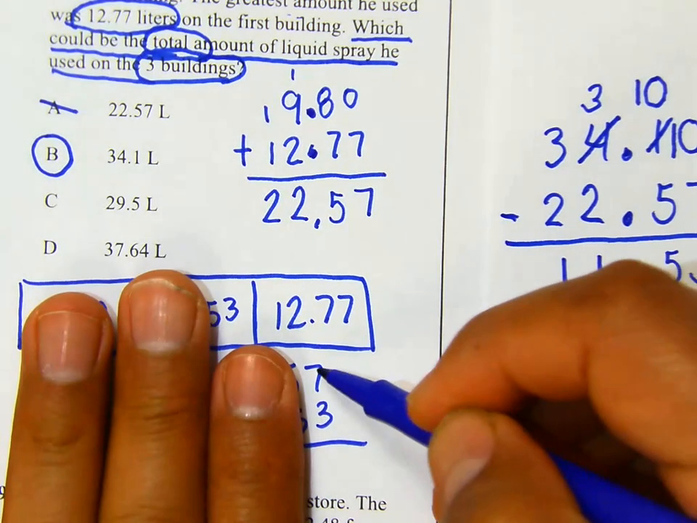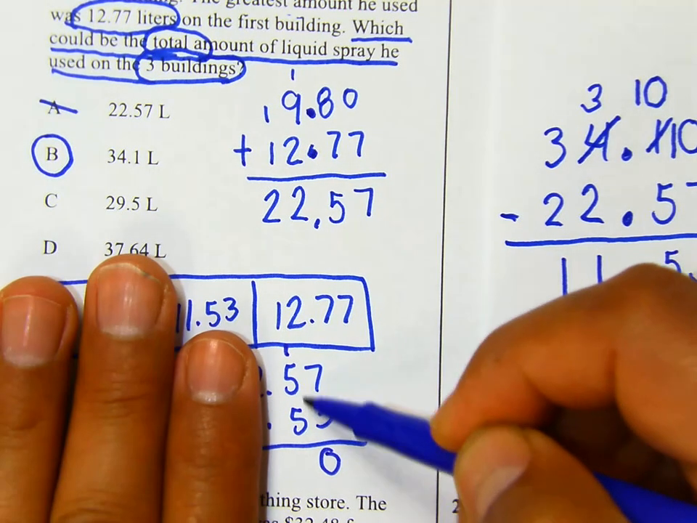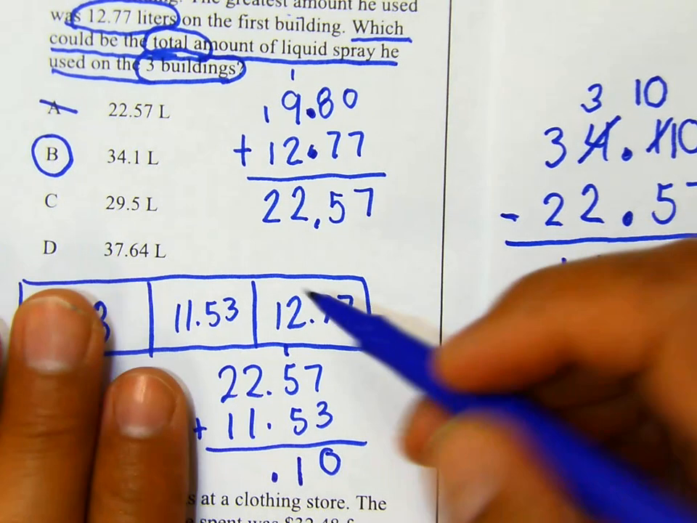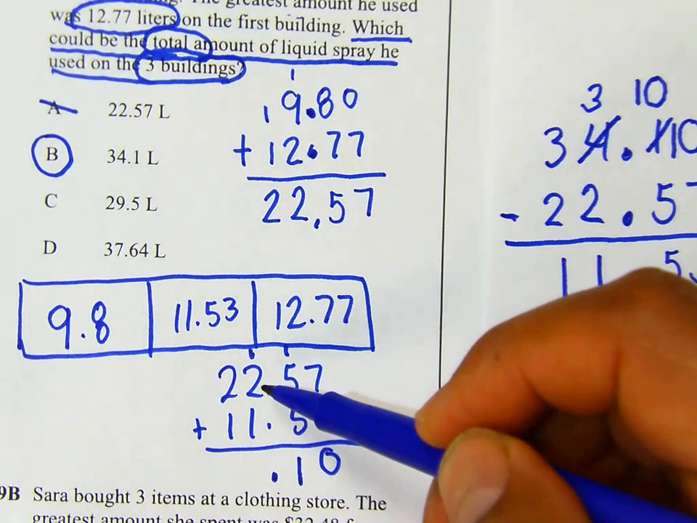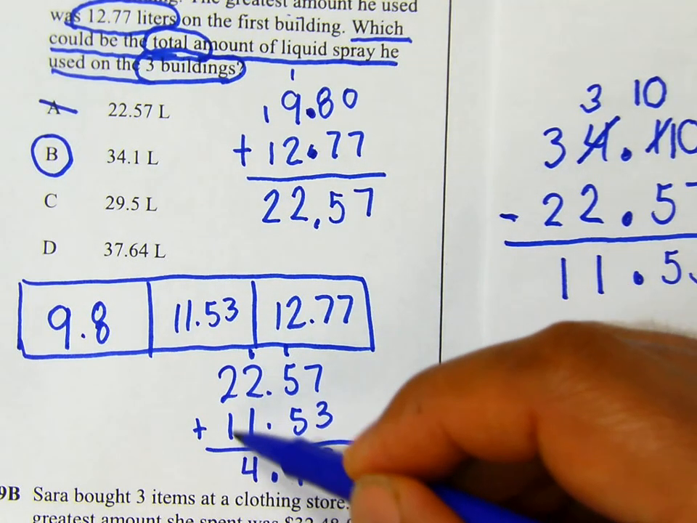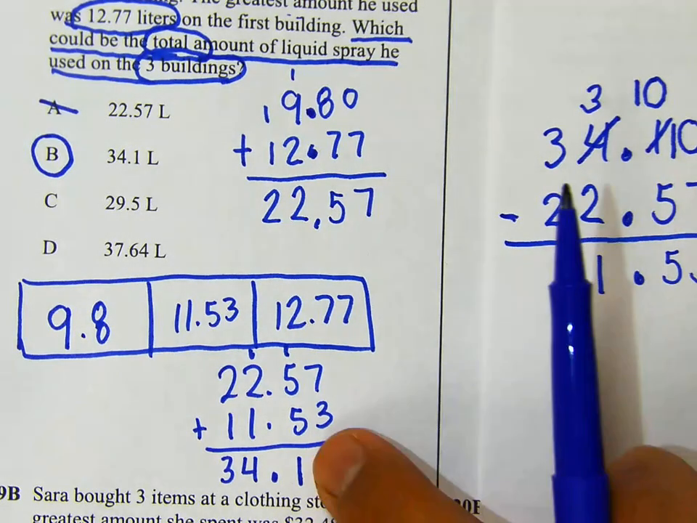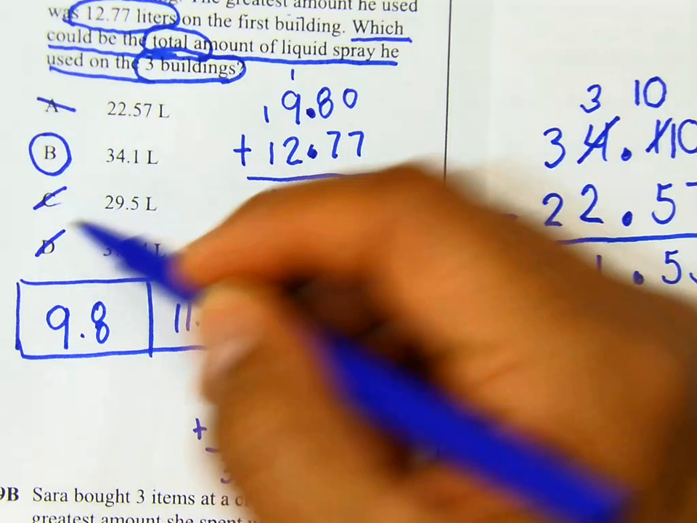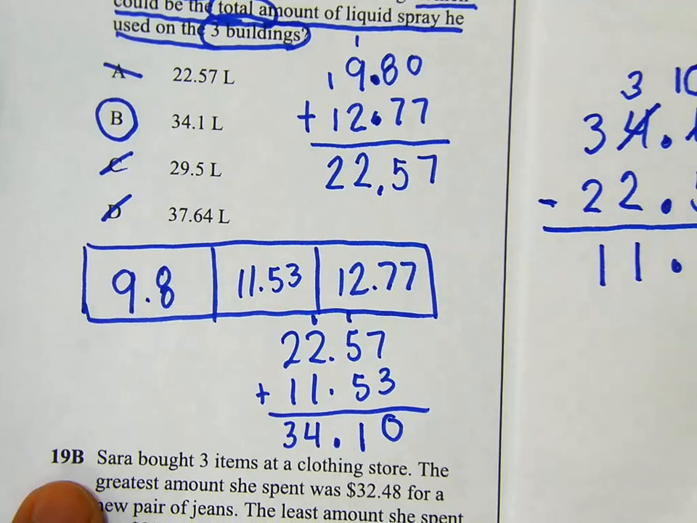So 7 plus 3 is 10. 0, regroup the 1. So 5 plus 5 is 10 plus 1 more, that's 11. Regroup the 1. So 1 plus 2 is 3 plus 1 more is 4. And 2 plus 1 is 3. So 34 and 1/10. My answer is B. Now you try 19B on your own.